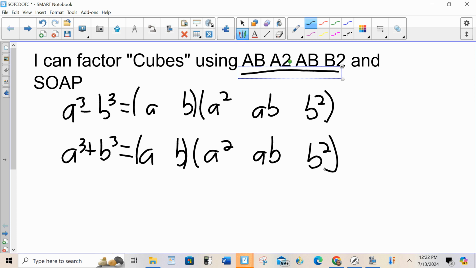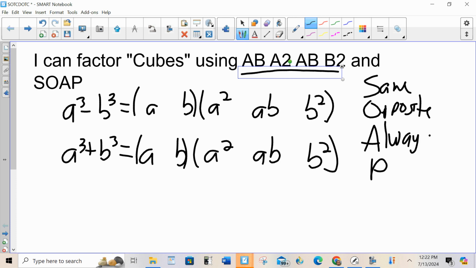Now, my signs. There's an acronym, and that acronym is SOAP. Same, opposite, always positive. So if it's a cubed minus b cubed, it's the same. So this is minus, this is minus. The opposite of that, always positive. If it's plus, same as that, opposite, always positive.